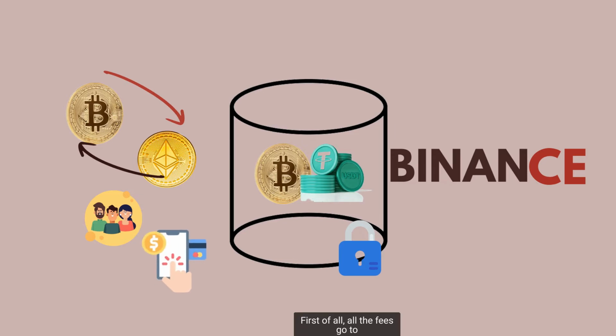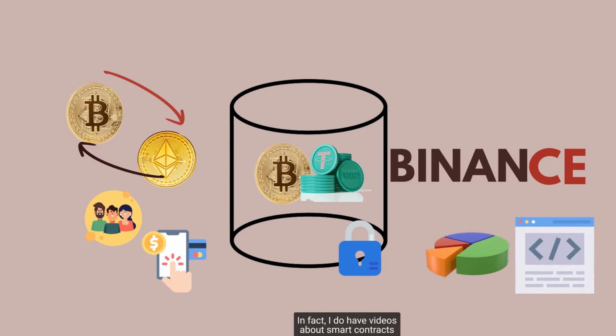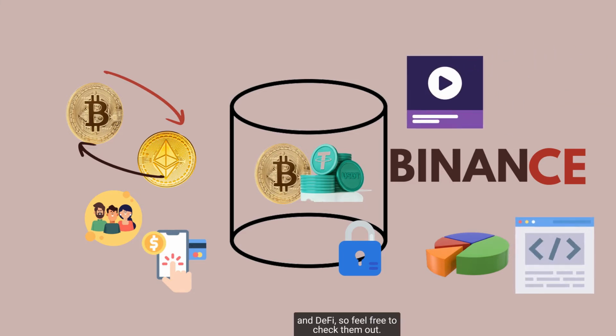First of all, the fees go to liquidity providers. The amount is proportionally shared among liquidity providers. If, for example, you own 10% of the liquidity, you're entitled to 10% of the total transaction fees on any given day. By the way, all these are happening by means of smart contracts. A liquidity pool is a DeFi application, in fact. I do have videos about smart contracts and DeFi, so feel free to check them out.